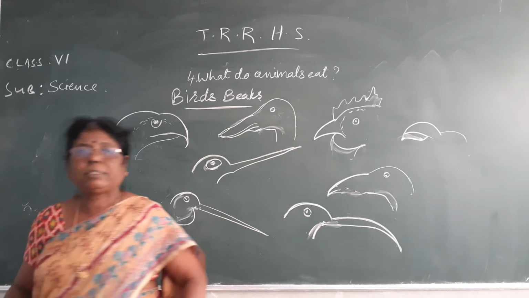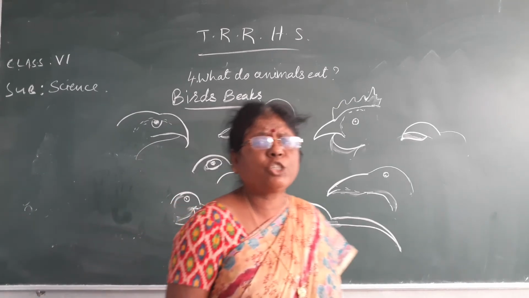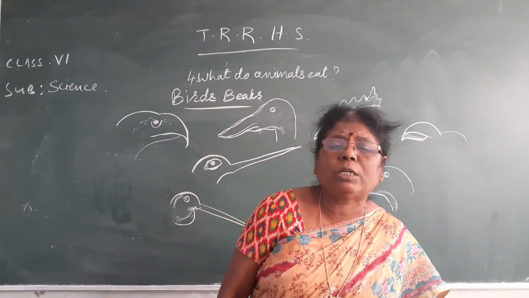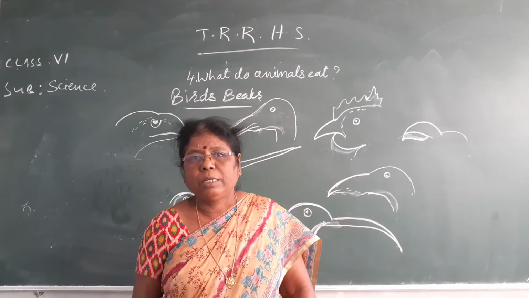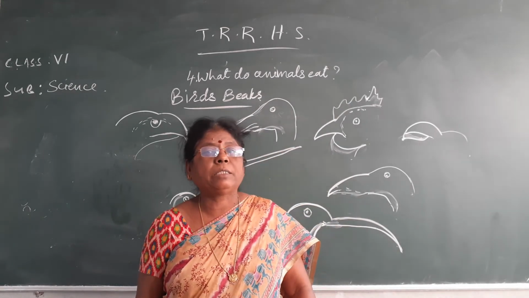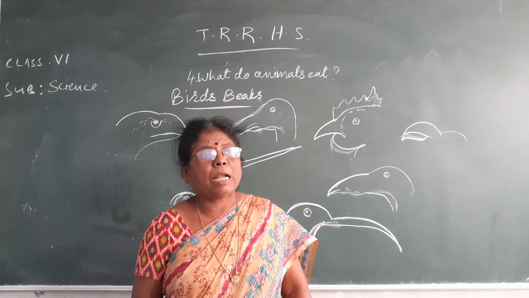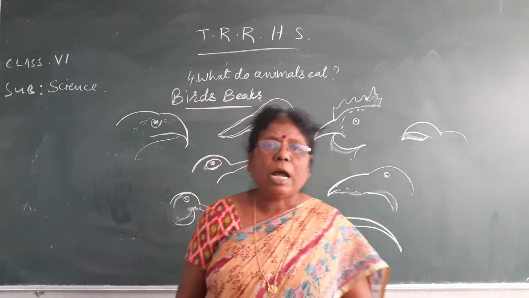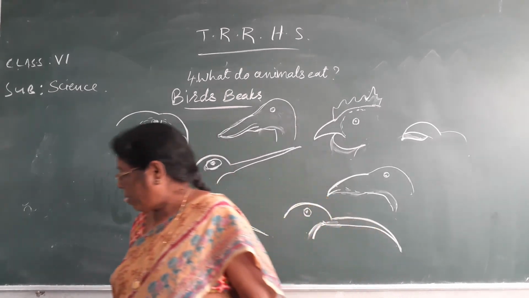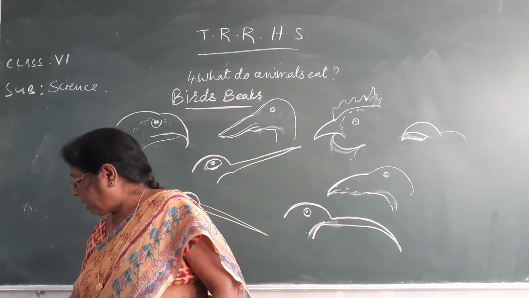Even the hawk is there. Eagle, vulture, hawk and kite are carnivorous birds. Carnivores means those which eat the flesh of other animals, or which eat other animals. So they are called carnivorous.